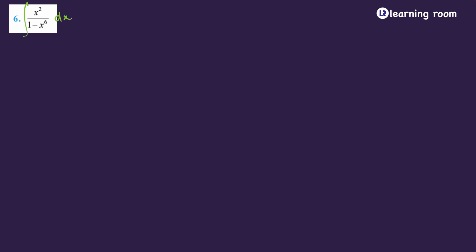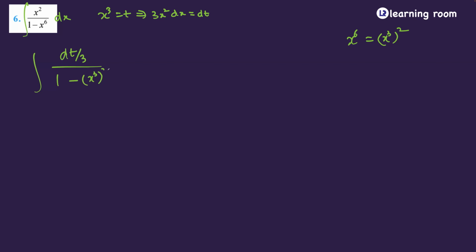So integral of x square divided by 1 minus x power 6. If you observe, the numerator is x square, but the denominator has the power of 6. So since you have x power 6, you can write x power 6 as x cube the whole square. If you substitute x cube as t, then 3x square dx is equal to dt. So x square dx is equal to dt by 3.